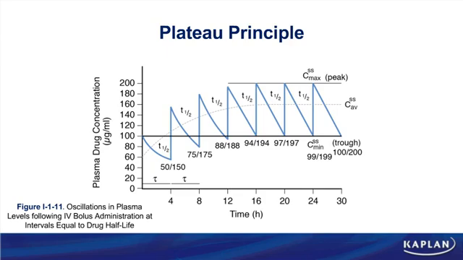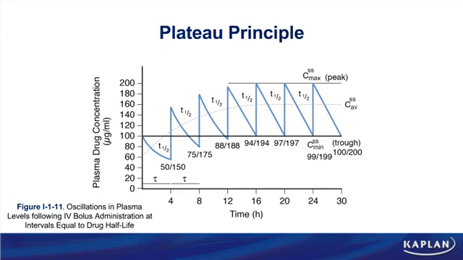And then I'm going to dose again with another 100. So I go from 50 up to 150. I wait a half-life, I go to 75. I dose again with 100, I go to 175. And I continue to do that. I dose every half-life. And because I'm doing that, I'm going to have these peaks and troughs.